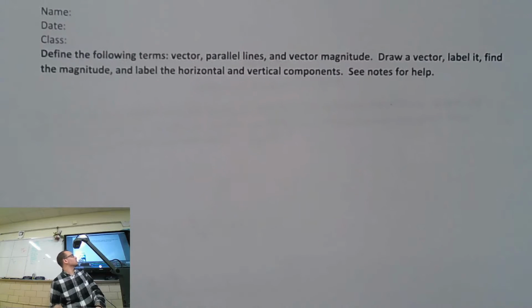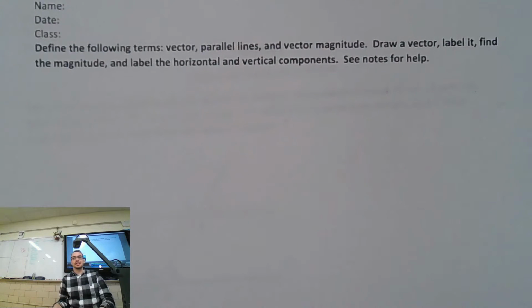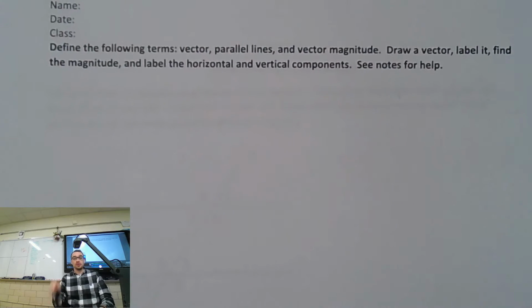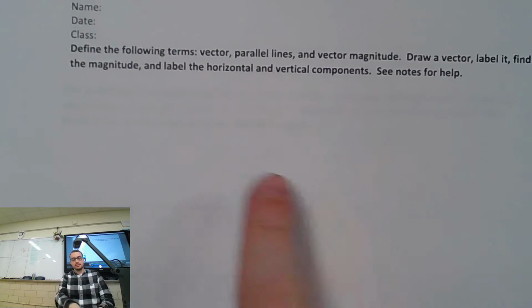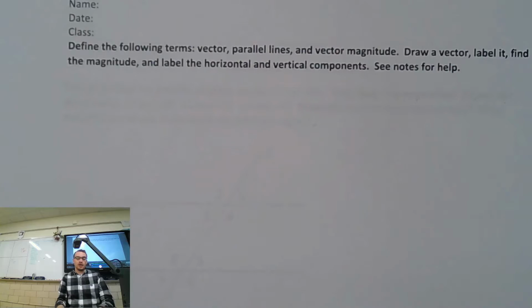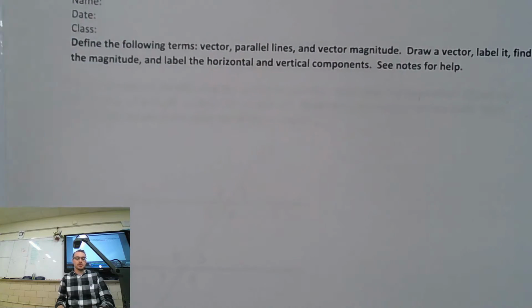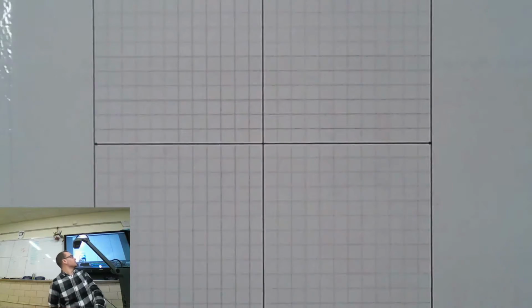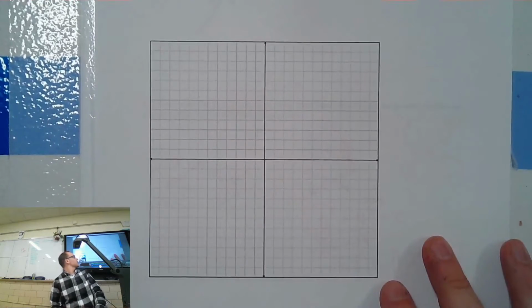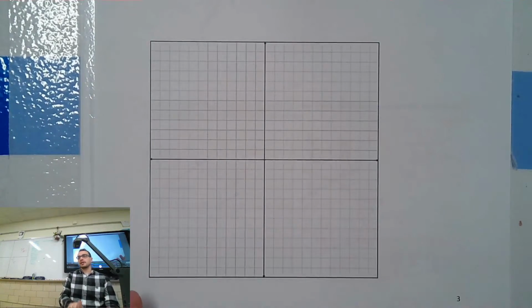Last page has definitions that you need to do. That's in the notes. You have notes up on Google Classroom if you didn't get the handout from me earlier. The ones on Google Classroom are in color. Fill out the definitions. Then it says draw a vector, label it, find the magnitude, and label the horizontal and vertical components. Down here, don't put that away. You need to draw a vector on here.